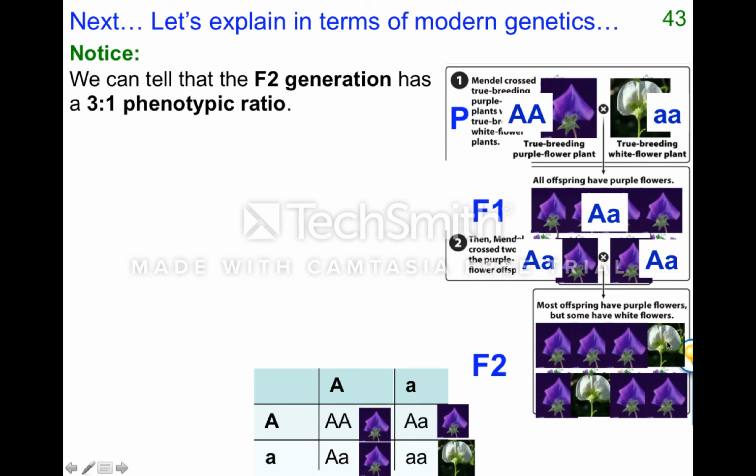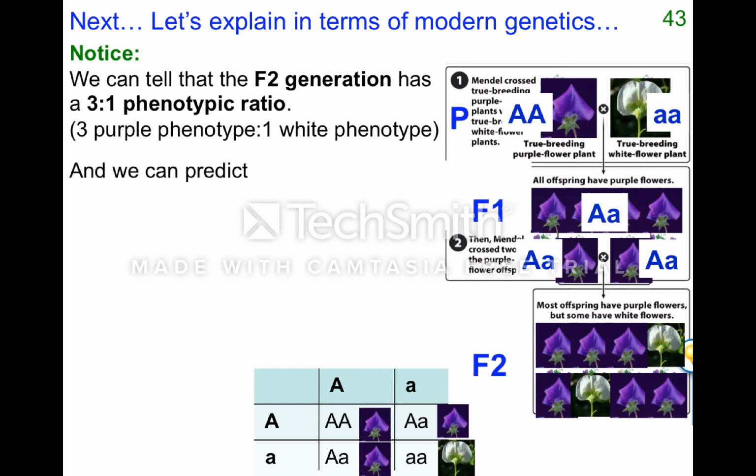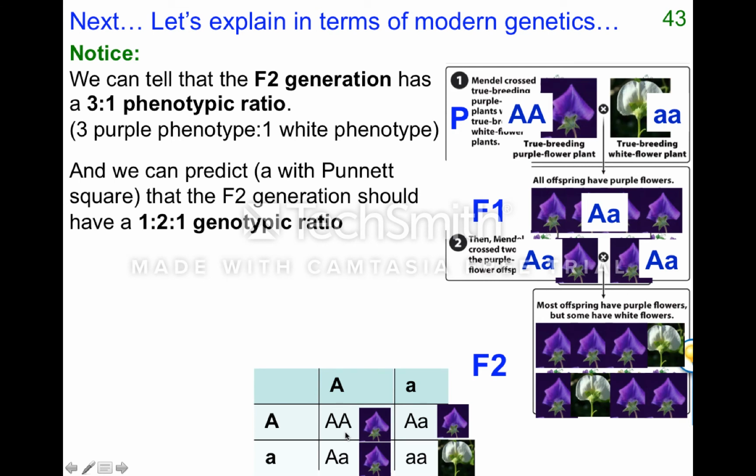There's a 3-to-1 phenotypic ratio, okay? 3 purple for every 1 white. Now we can predict, using this Punnett square, that among those 3 purples, 2 of them would be big A, small a, and 1 of them would be big A, big A. So 1 big A, big A for every 2 big A, small a for every 1 small a, right? That's what we get from the Punnett square.